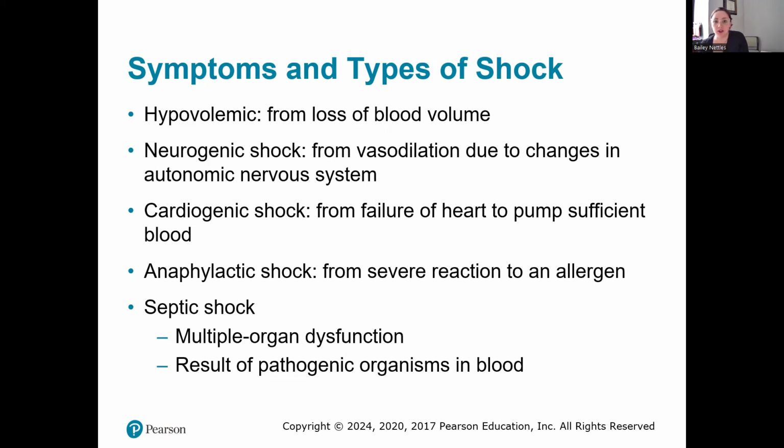There's a lot about septic shock because it's the most common shock you see. It's usually from a pathogenic organism. So I have some kind of infection, whether it started out in my urine, in my lungs, in my mouth. Now it's moved to my bloodstream, and my blood is so infected, it's junking up everything. And so my blood cannot pump properly. It's affecting my entire body.